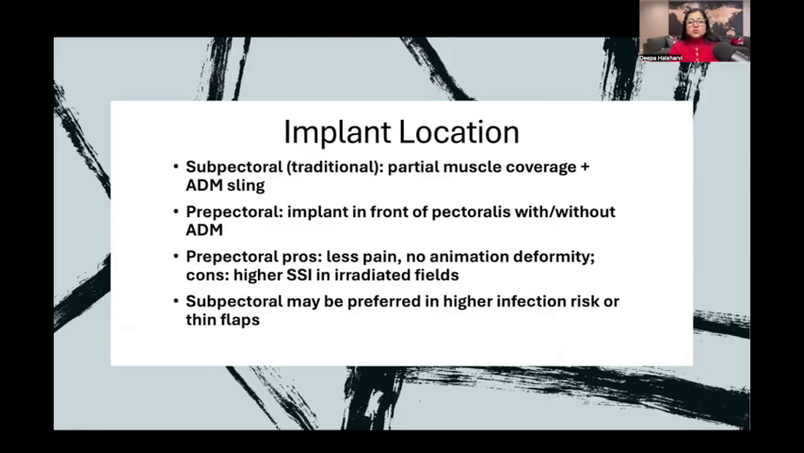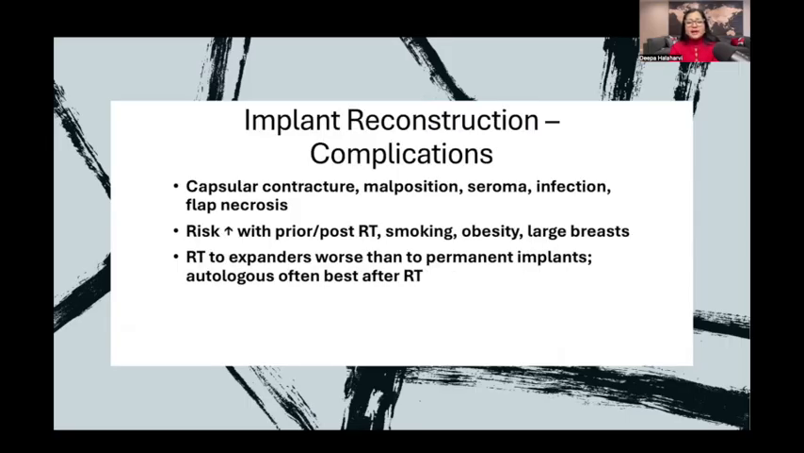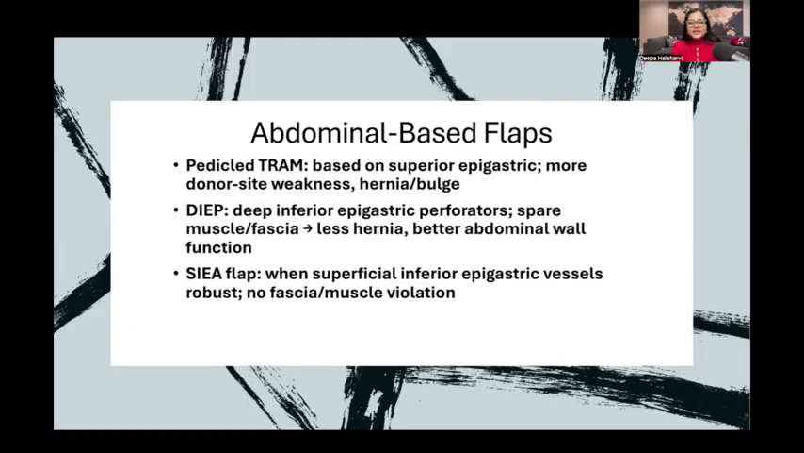The prepectoral pros are less pain, no animation deformity. The cons are higher surgical site infection, especially in the radiated fields. Subpectoral may be preferred in higher infection risks or thin flaps. But some of the complications from implant-based reconstruction include capsular contracture, malpositioning, seromas, infection, flap necrosis. Also, risk is increased with radiation, smoking, obesity, large breasts. Radiation to expanders is worse than permanent implants. Autologous is best after radiation.